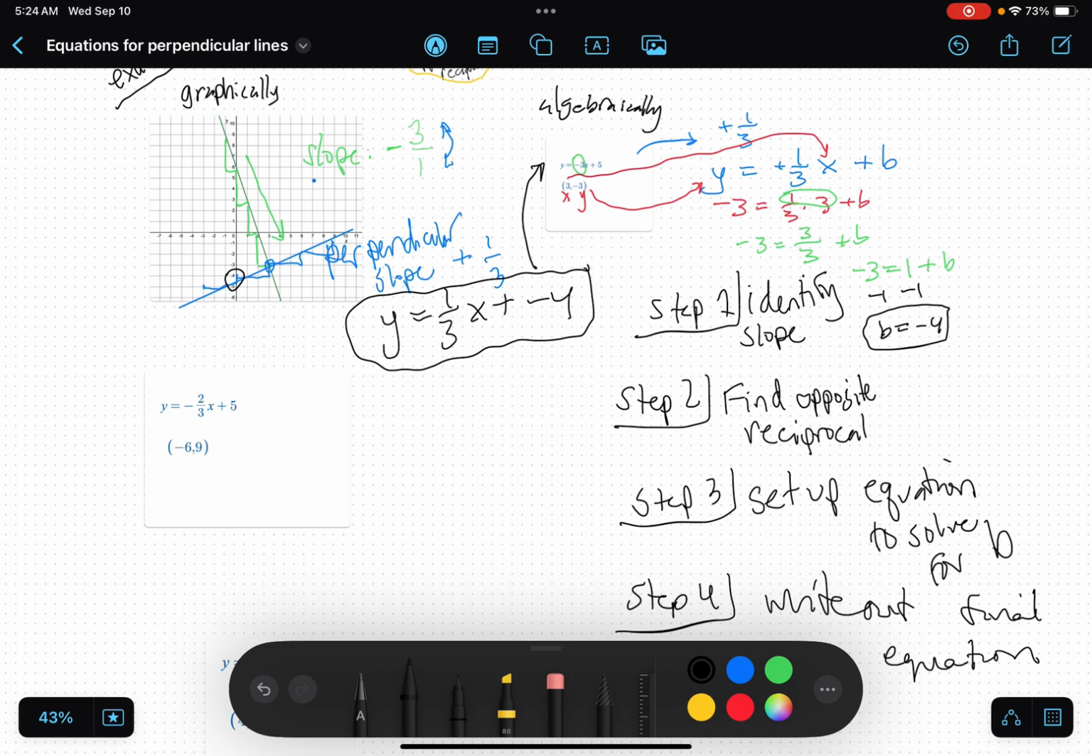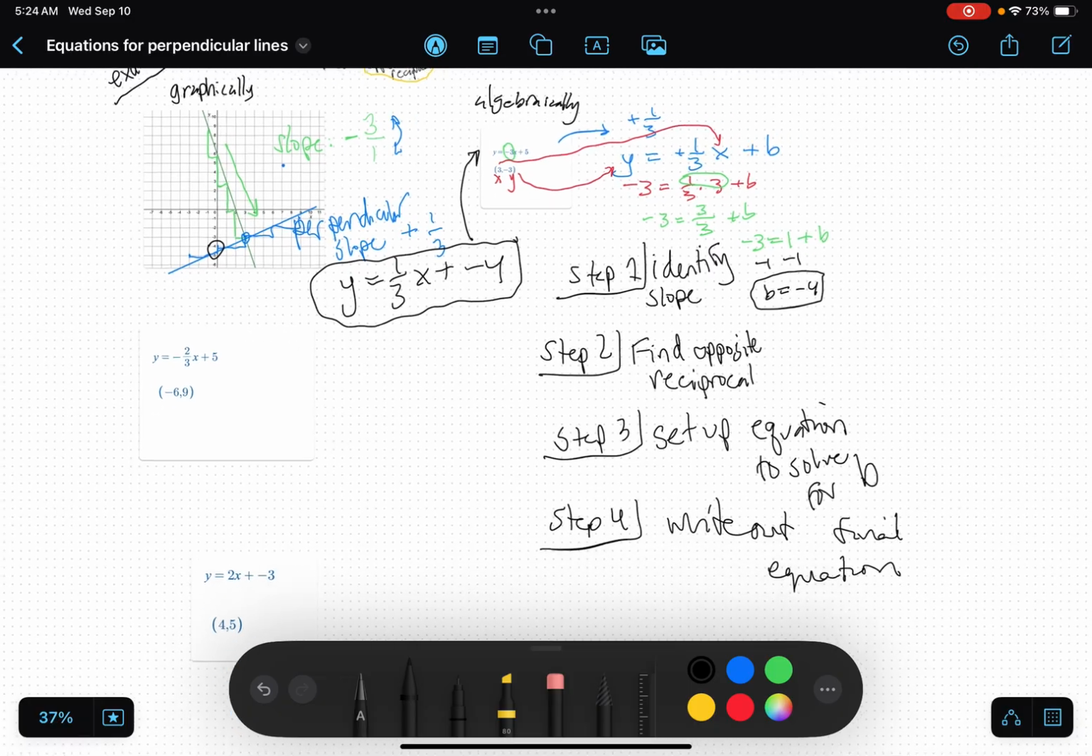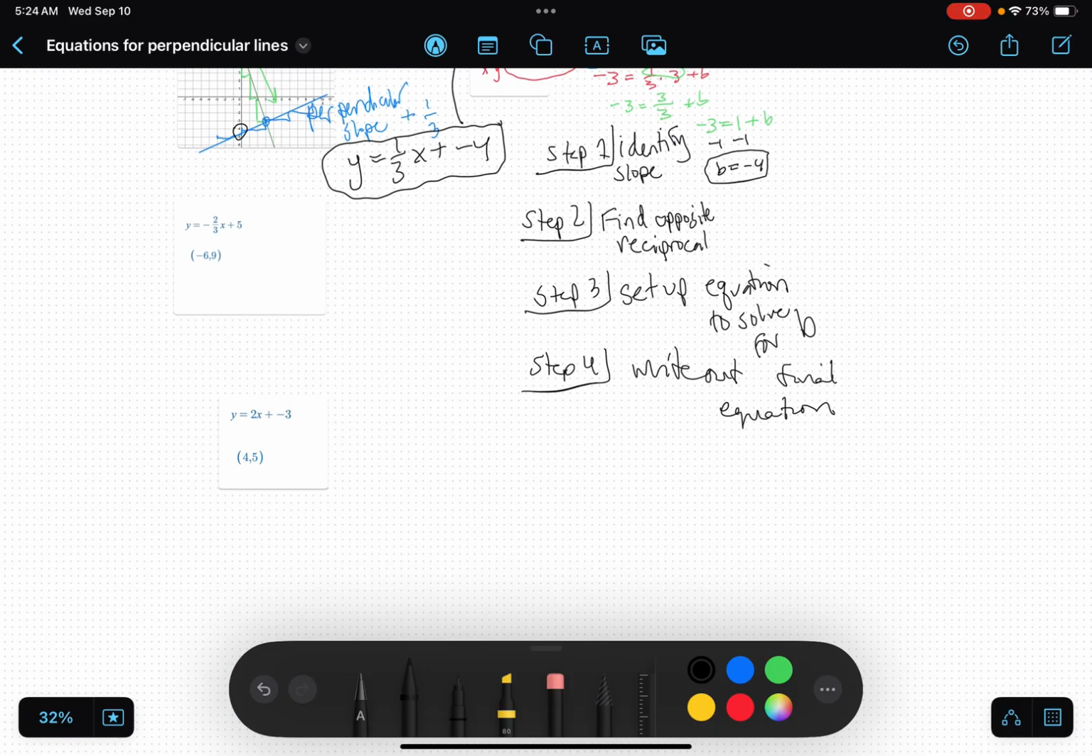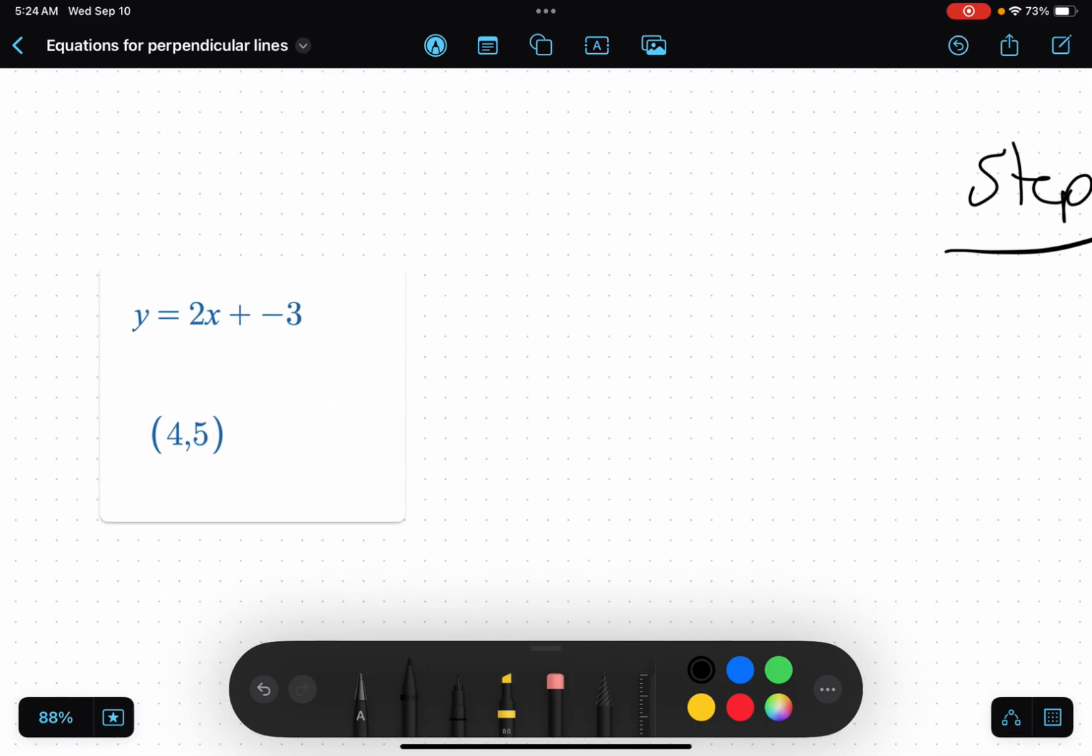So let's do one more example. I think the fraction one is going to be tricky. Let's do this example right here. So this is my line and this is my point. So take a minute and pause the video and try to work out this example number 2 before I solve it.